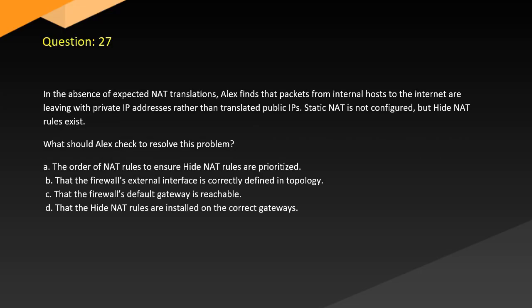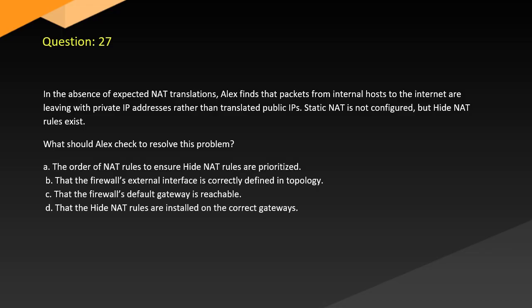Question 27. In the absence of expected NAT translations, Alex finds that packets from internal hosts to the internet are leaving with private IP addresses rather than translated public IPs. Static NAT is not configured, but hide NAT rules exist. What should Alex check to resolve this problem?